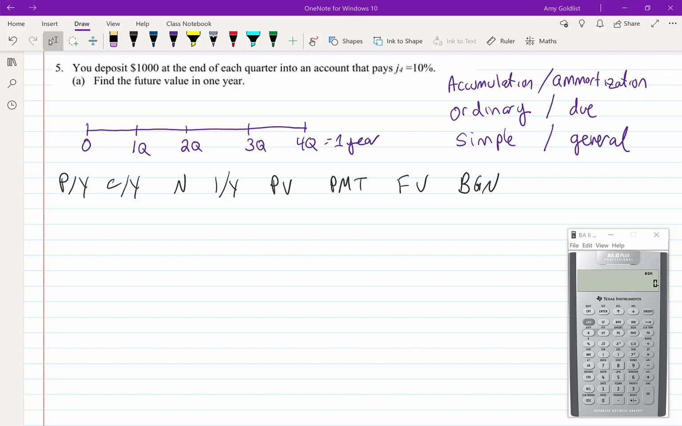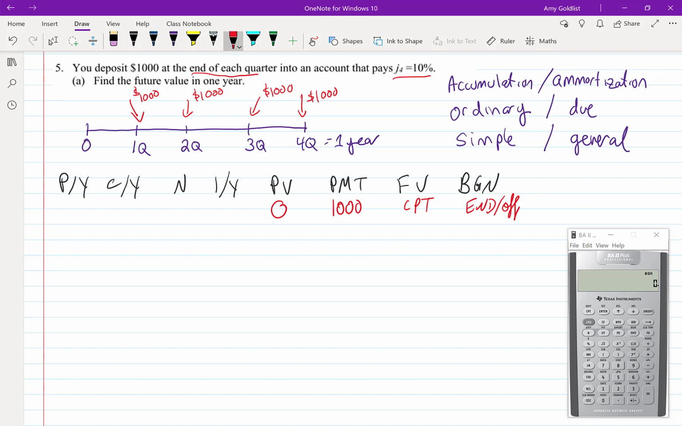We are depositing $1,000, so our balance is growing, and we're depositing that at the end of each quarter. End or begin off. Let's draw that in. We put $1,000 in at the end of each quarter, and at the end, how much money do we have? We're going to assume we start with nothing.